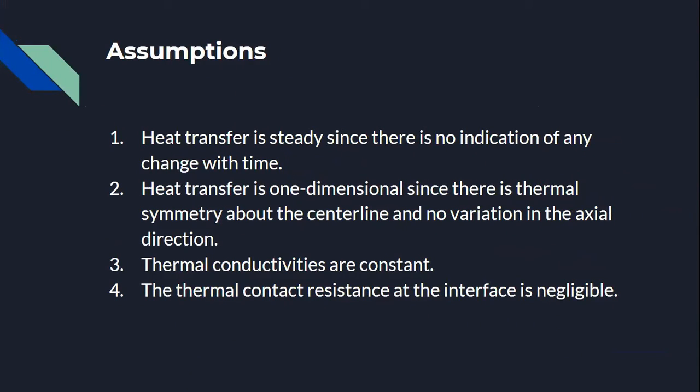Before solving this question, there are a few assumptions we need to make so that we can analyze this easily. As you can see from the question, there is no indication of any change with time. Therefore, we can say that heat transfer is steady. Hence, we can also say the rate of conduction of heat is constant. The heat transfer is one dimensional since there is thermal symmetry about the center line and no variation in the axial direction. Thermal conductivities are constant, which means they do not change with temperature or density. The thermal contact resistance at the interface is negligible.